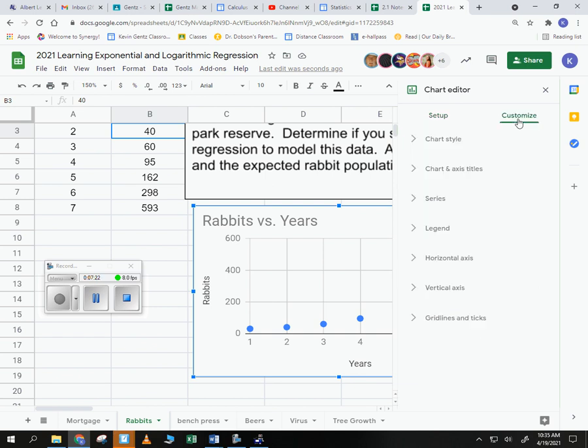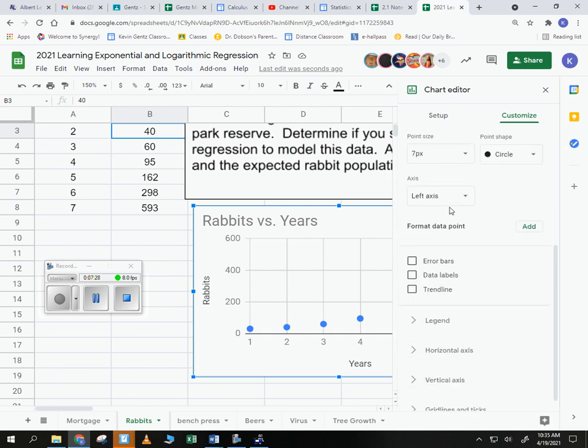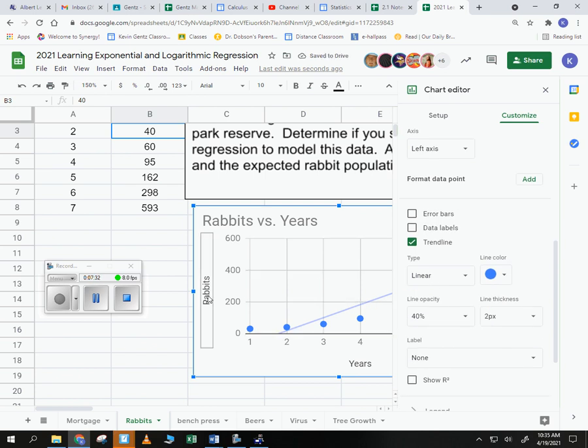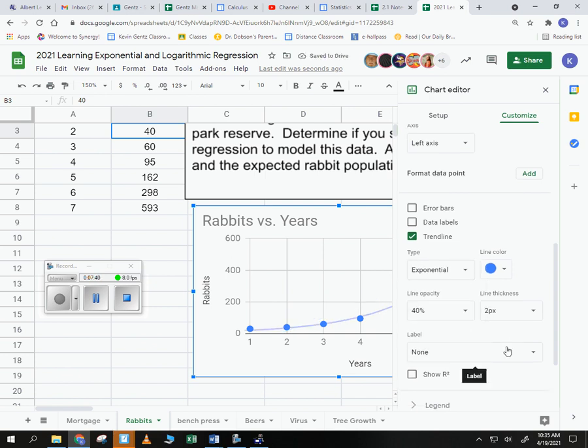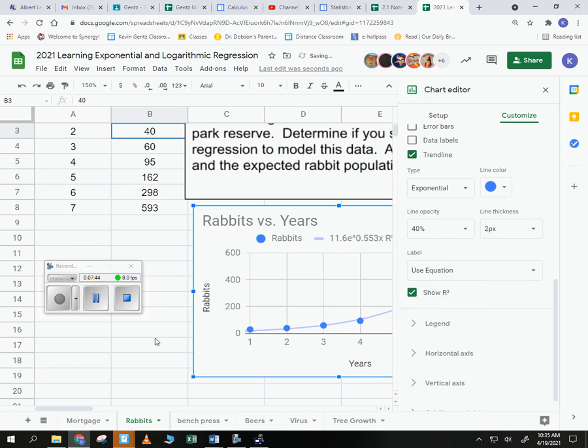You will customize, and you will go to series. And as you are in series, you will select a trend line. And if you look, that trend line is absolutely horrible right now that you kind of put on there. If instead of linear, if you select exponential, label, yes, we are going to show the equation and we'll show our R squared value.